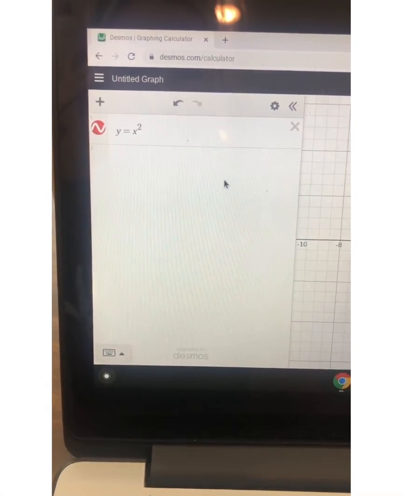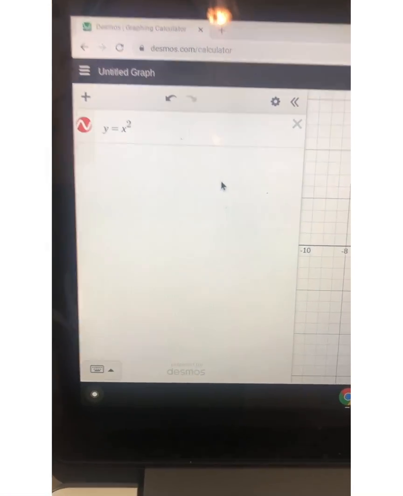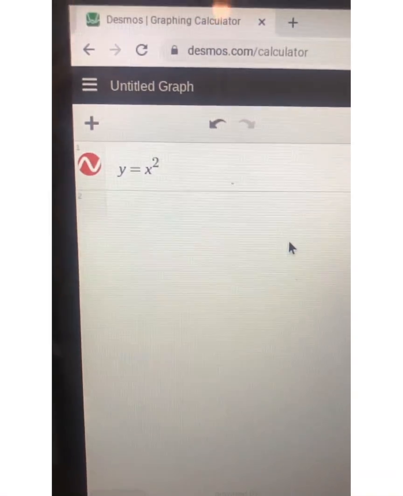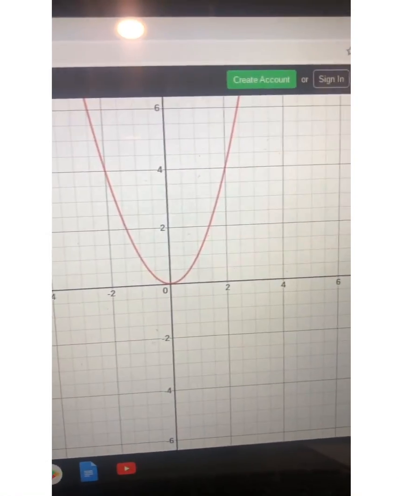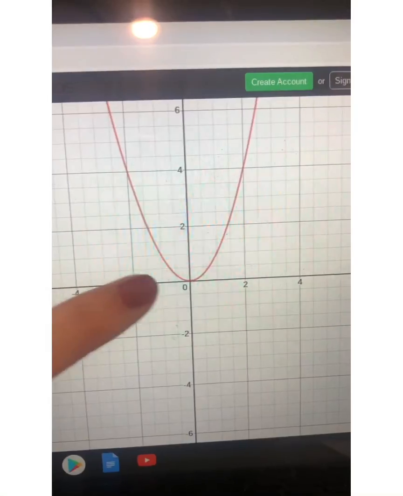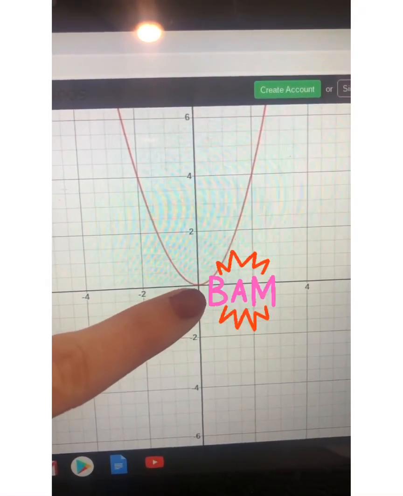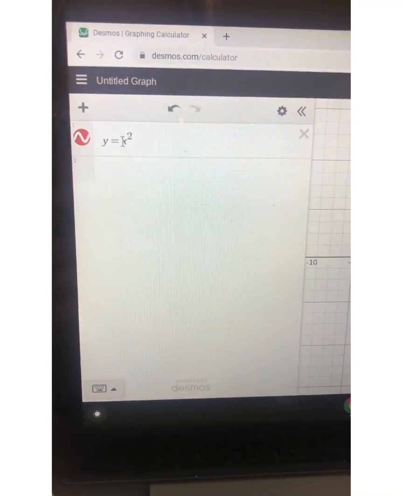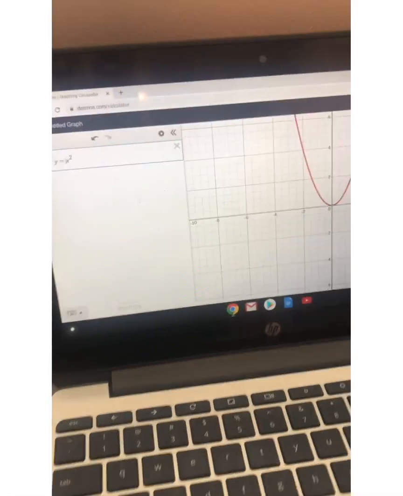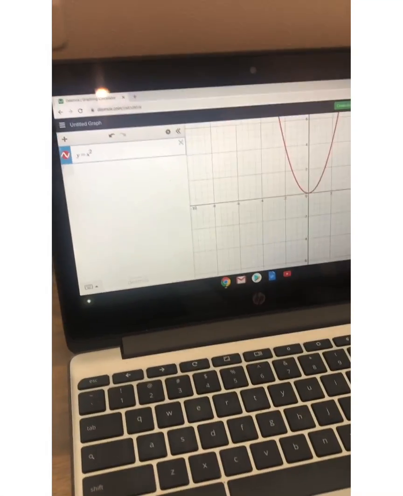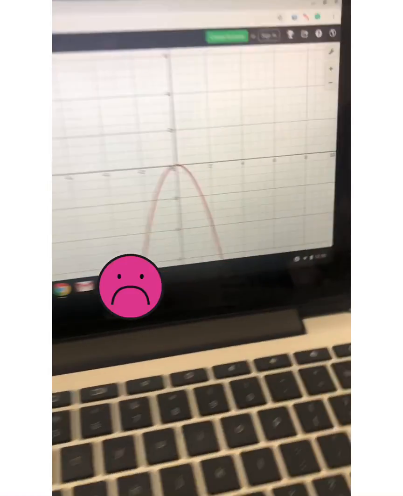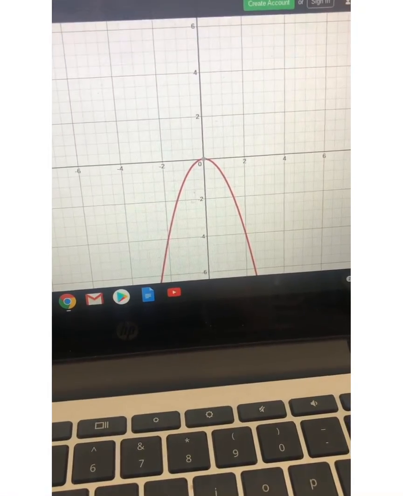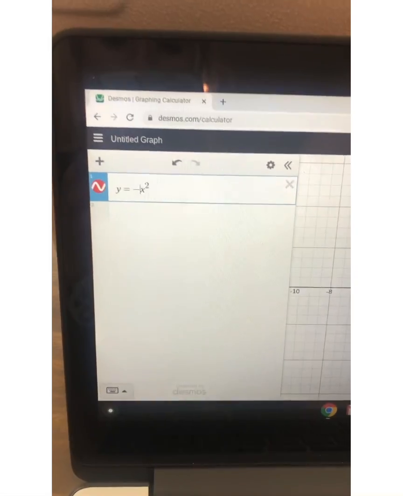So this is the parent equation. That's just the general equation for a parabola, y equals x squared. And it looks like this again. So it's centered right at the origin at 0, 0. And then I'm just going to play with the equation a little bit just to show you what else it can look like. So if I make it a negative x squared, it flips it upside down. So now it's a downwards parabola. Okay, so then if I do that, it just goes back to normal.